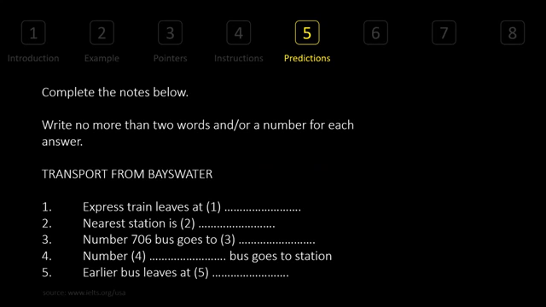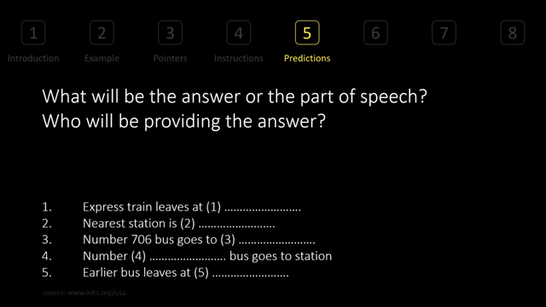So this is the question which you have seen recently, the question paper. What would you predict for this answer? What kind of information can be predicted? The information that can be predicted is what will be the answer or the part of speech, and who will be providing the answer.